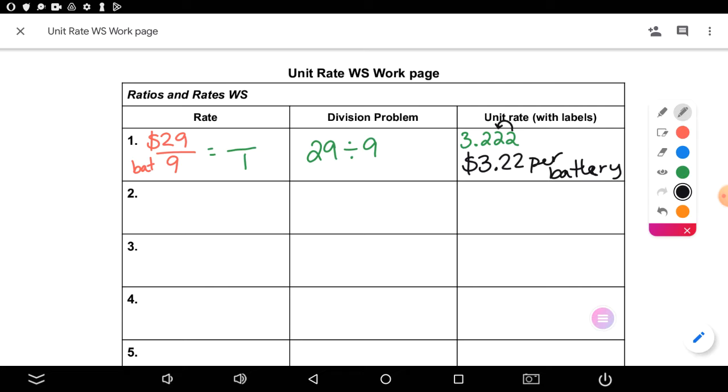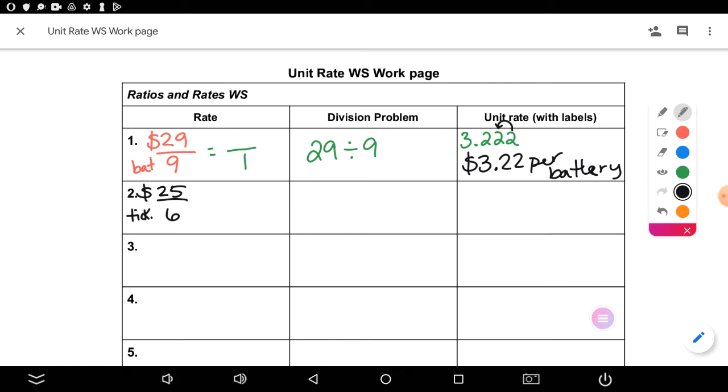Okay, number 2, I'm just going to read it instead of flipping back. Says 6 movie tickets cost $25. Jude, what is my rate? Wait, do we write our answers on that? No, you don't have to write anything on the worksheet. All of your work can be right here on this work page. 6 movie tickets cost $25. Jude, what's my rate? $25 over 6. So $25 over 6 tickets.